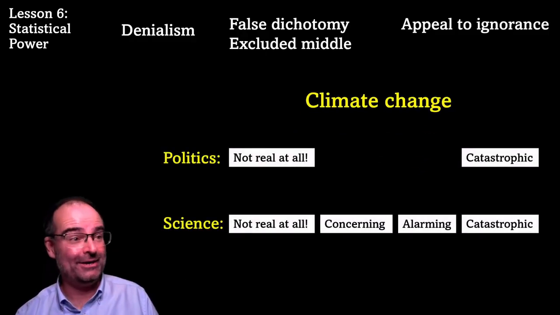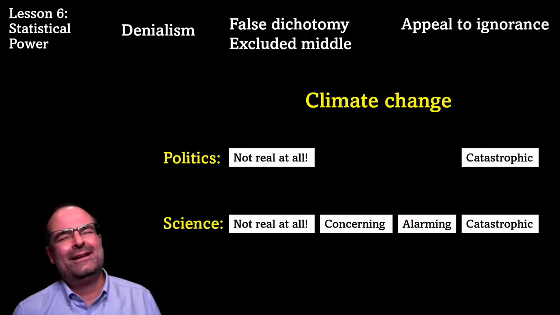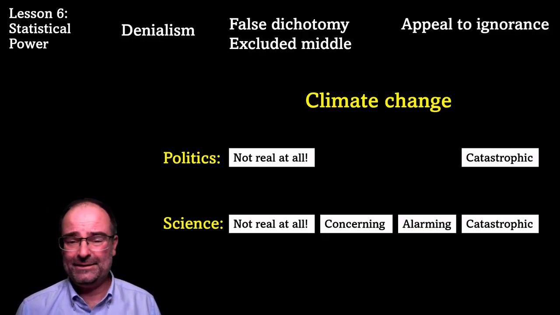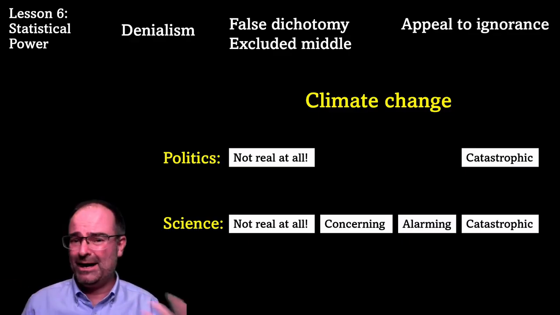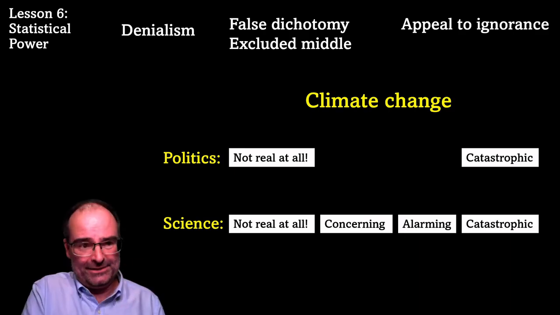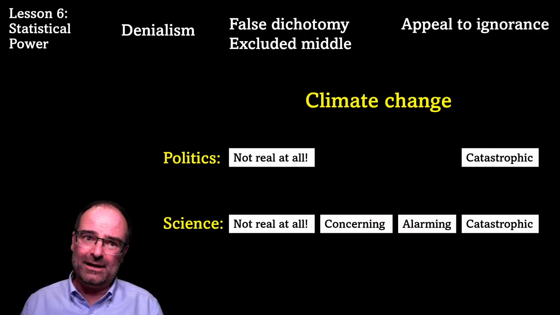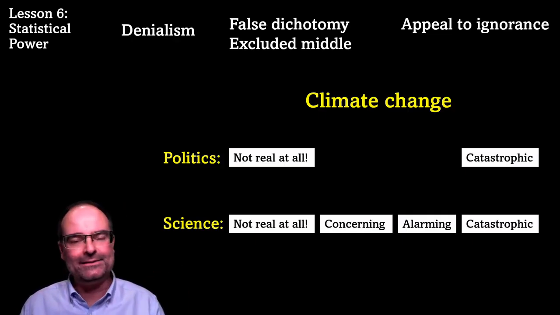I just want to focus on climate change. This is a false dichotomy, excluded middle type situation where, and this happens a lot in the media too, but definitely in politics, we've got very black and white sides. It's either completely made up, so says the Murdoch press and the Australian, or it's catastrophic. I suspect a lot of politicians saying it's catastrophic are doing so to try and counterbalance that.